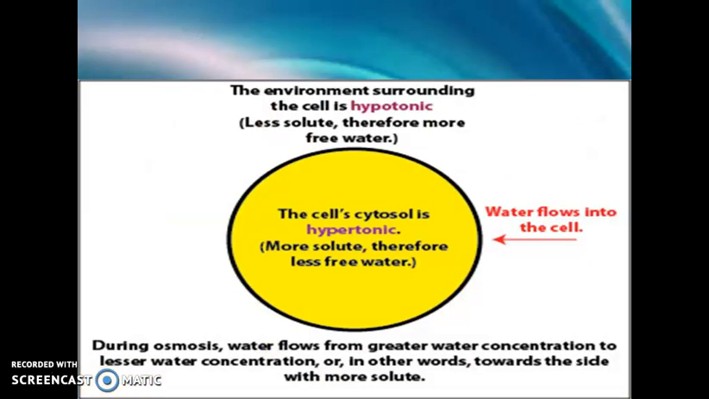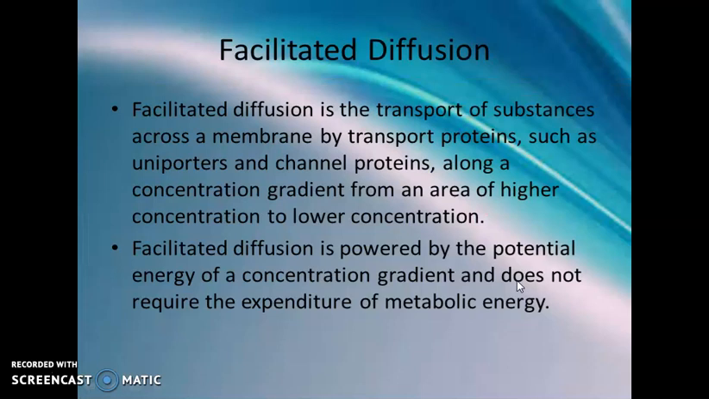The environment surrounding the cell is hypotonic: less solute, therefore more free water. The cell cytoplasm is hypertonic, which means more solute, therefore less free water. So there is a chance of water flowing into the cell. During osmosis, the water flows from greater water concentration to lesser water concentration, or in other words, towards the side with more solute. So that's all about osmosis.